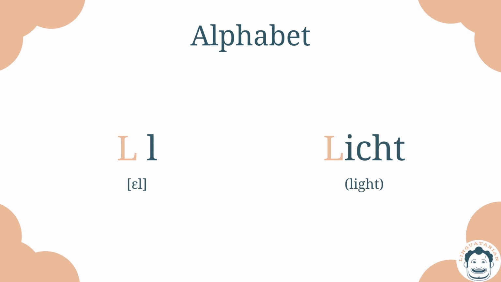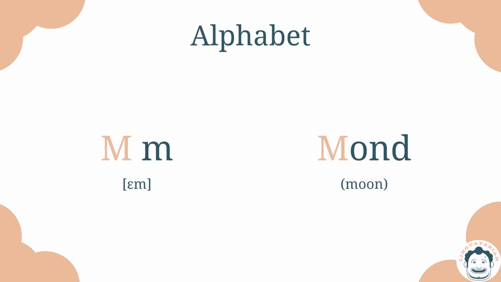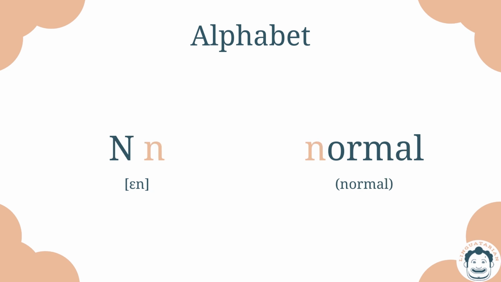Koala. Then we have L. L. Licht. Licht. M. M, as in Mond. Mond. N. N, as in the word normal. Normal. Spelled exactly the same as in English.